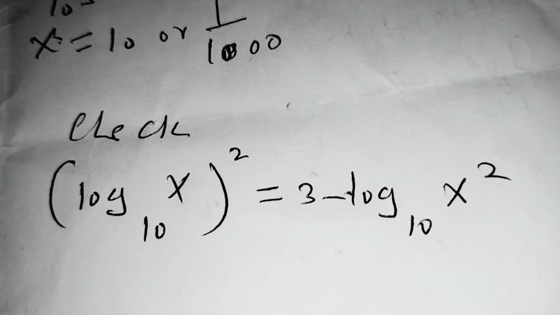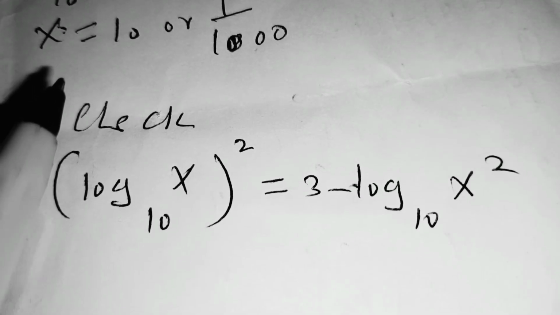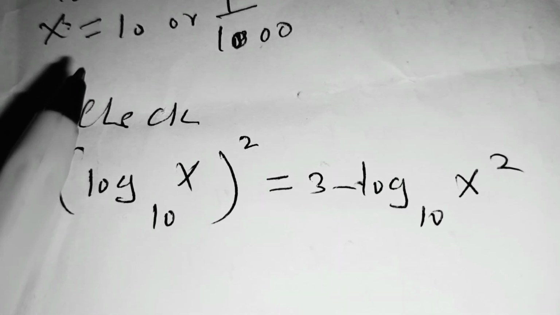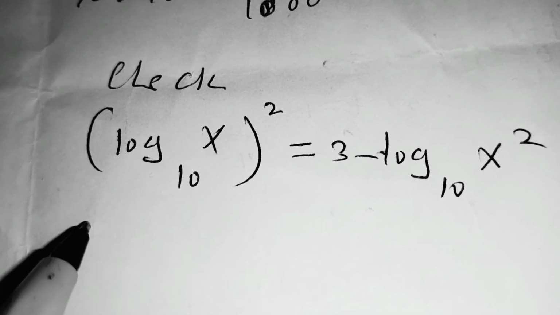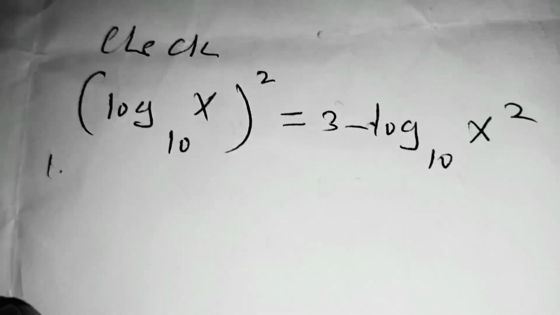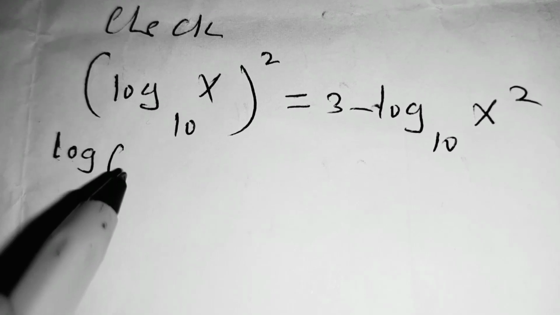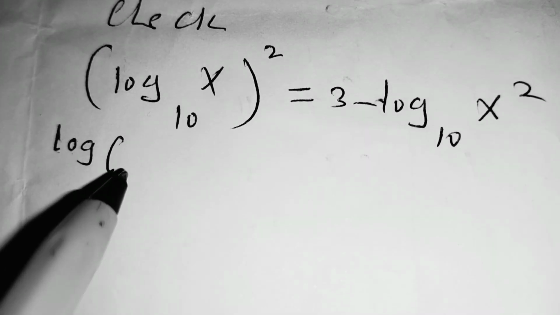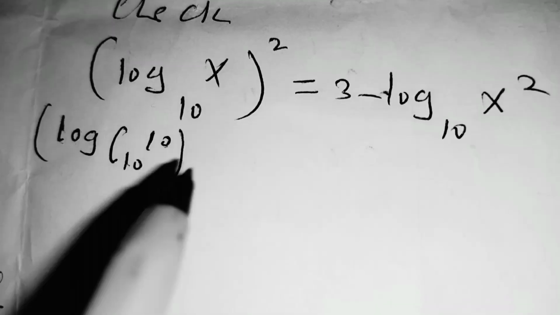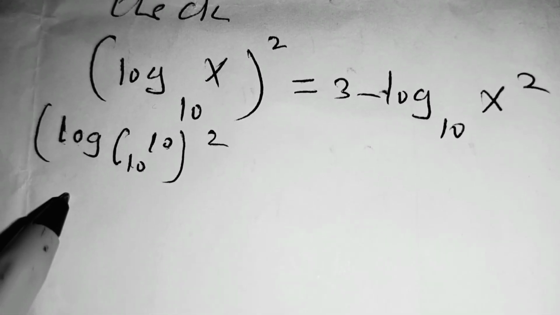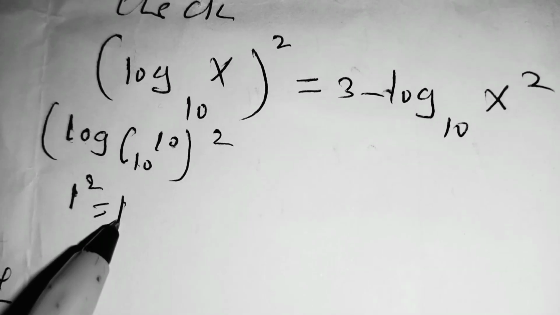You can check whether your working is correct. Let's take, for example, when x is 10, so here we shall have log of bracket log of 10 to base 10, then we square everything. This one, log of 10 to base 10 will be 1, 1 squared is equal to 1.